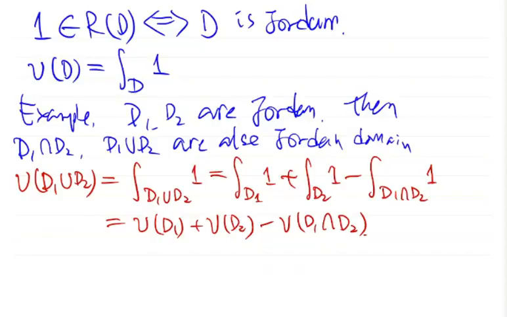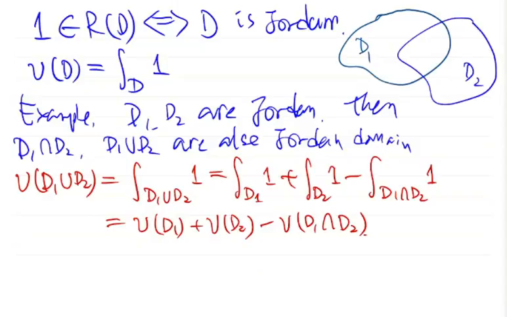Okay, so we draw a picture to illustrate this result. So this is D1, and this blue one is D2. Their intersection is the red region. So the total volume of the union is the sum of the volumes of D1 and D2, subtract the volume of the intersection. So this is a quite natural result. Okay, so we have developed a very good understanding of integral.